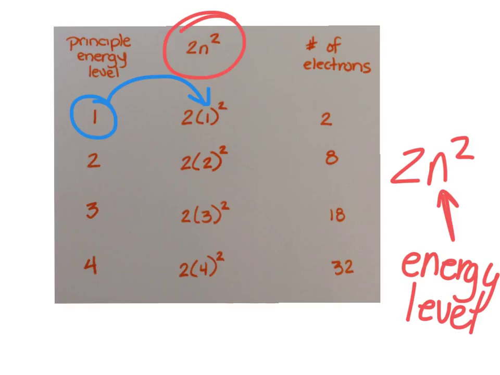Always keep in mind your PEMDAS, parentheses, exponents. Exponents always go first, so we're going to do 1 squared, which is 1 times 2, gives us a total of 2 electrons in the first principal energy level. In the second principal energy level, the n now became a 2.